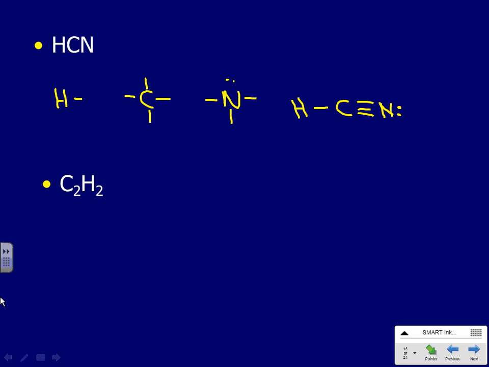Excellent. Checking the octet rule. 2, 4, 6, 8 on the nitrogen. It's happy. 2, 4, 6, 8 on the carbon. It's happy. Hydrogen only needs 2. It's good. All right? If you were drawing this using this tactic here, you might make a connection there. You might make a connection there and a connection there with a connection there. And that's the same structure. It's just not as neat as the other one. Okay? On to the next one.